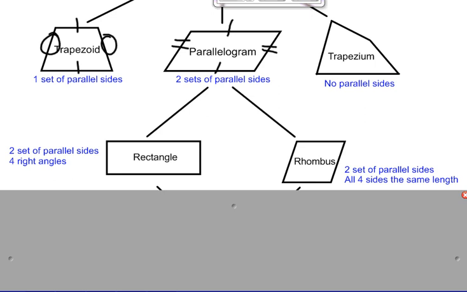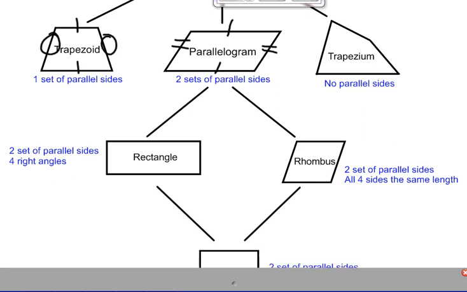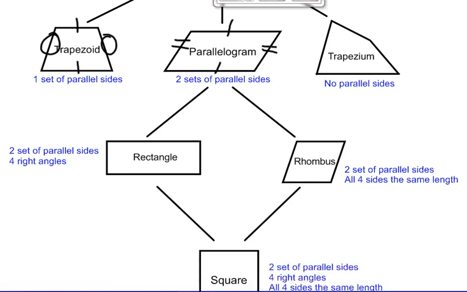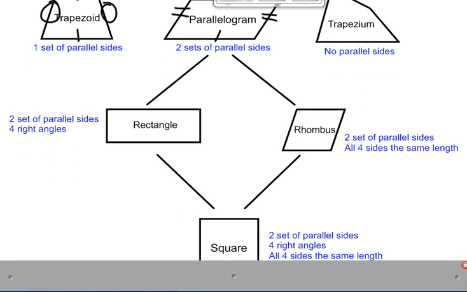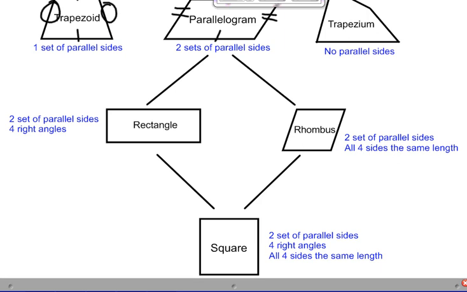Because each of those lengths is the same size, we have a rhombus. So we have this explanation: angles are not the same, but this time all sides are. And of course, if we combine all of these ideas together, we get our last and final type of quadrilateral, which is a square.